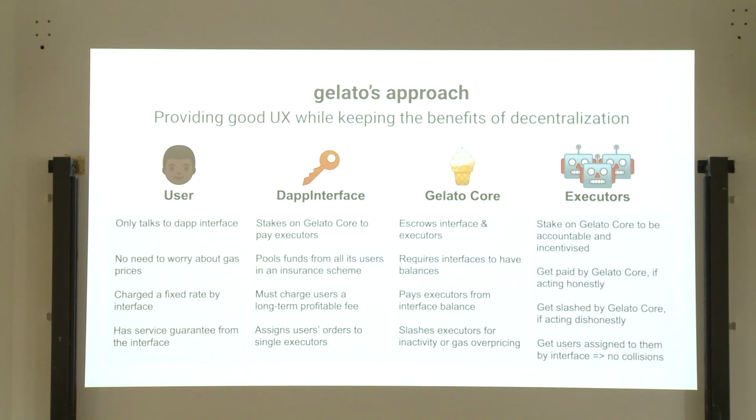The Dapp interface stakes on Gelato core to pay executors and pools the funds in kind of an insurance scheme, and therefore must charge a profitable fee in the long run. And it assigns users to single executors. The core is an escrow between interfaces and executors and requires interfaces to have a balance in order to pay executors, and it slashes executors for inactivity or for gas overpricing.